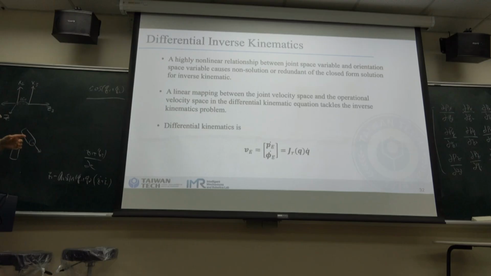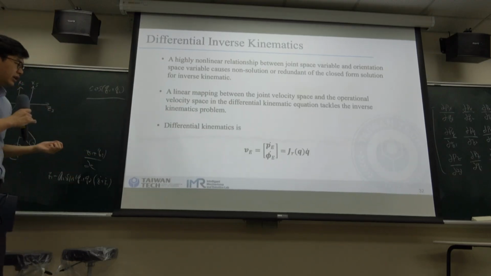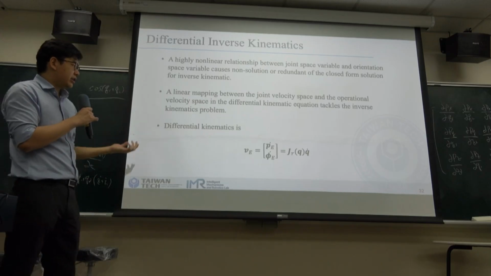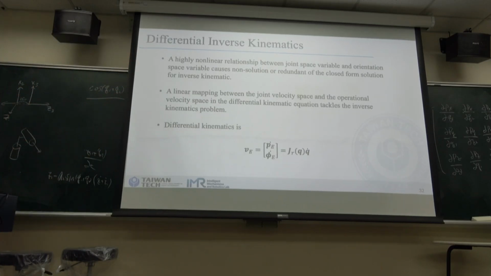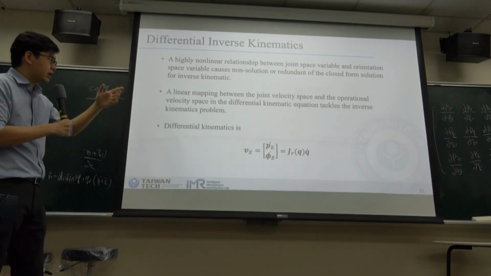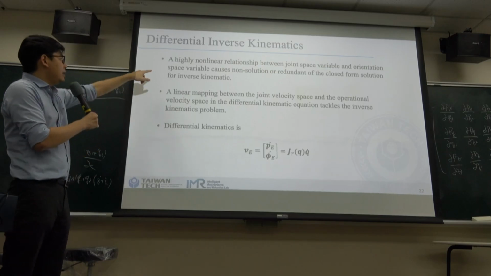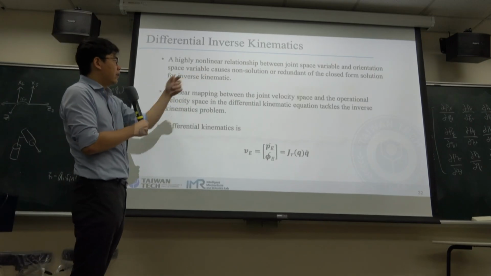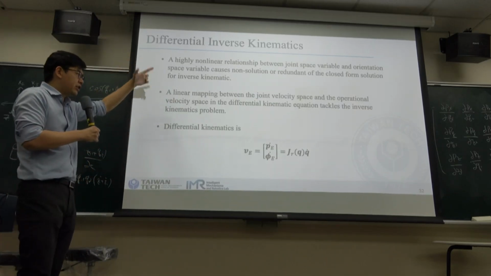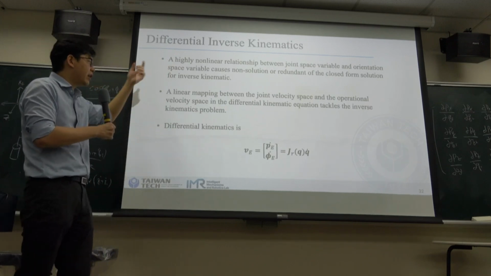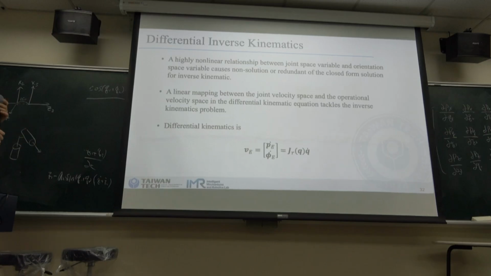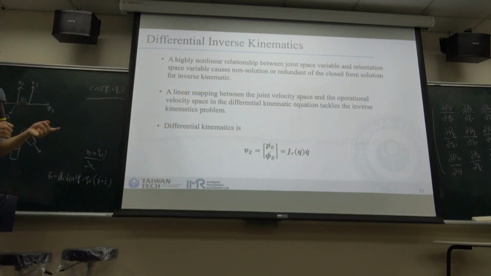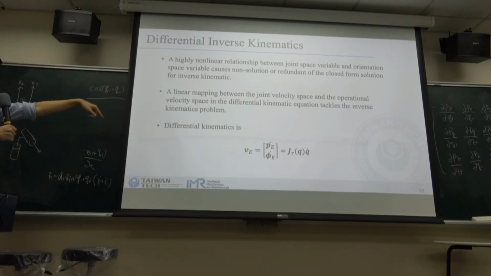So I think if you have done your homework from last week, the inverse kinematics for a 6R robot manipulator is very, very complicated. So in industry, we usually use the differential inverse kinematics, which is also called the numerical inverse kinematic method. A highly nonlinear relation between joint space variables and operational space variables can mean no solution or no closed form solution for inverse kinematics. Or sometimes the analytical inverse kinematic is too complicated or too hard to find. Then we will use the numerical method. A linear mapping between the joint velocity space and the operational velocity space in the differential kinematic equation tackles the inverse kinematic problem.